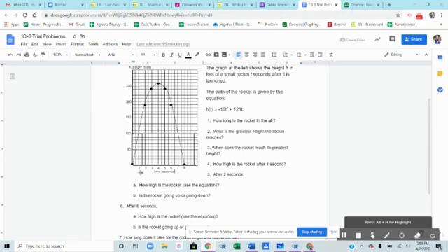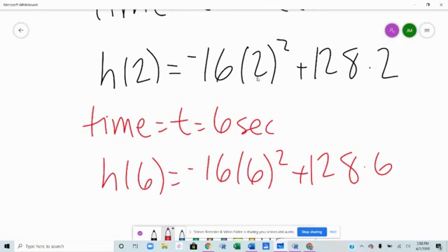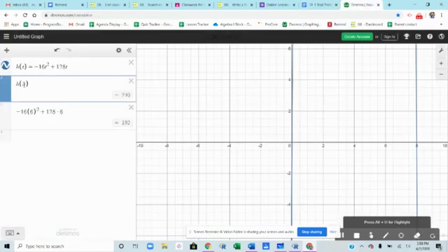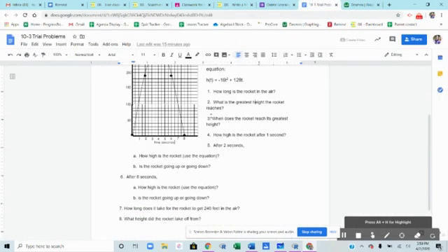If it gives you a certain time and wants you to find a height, that depends on how the question is worded. If it just says after 1 second, find the height, you can look at your 1 second on the graph. If it says use the equation, then plug that number into the equation like we did here. If it doesn't tell you to use the equation, you can either use the graph or come back in here and type h of whatever. As long as you have your function in Desmos, you can type h of whatever number you're looking for, okay?